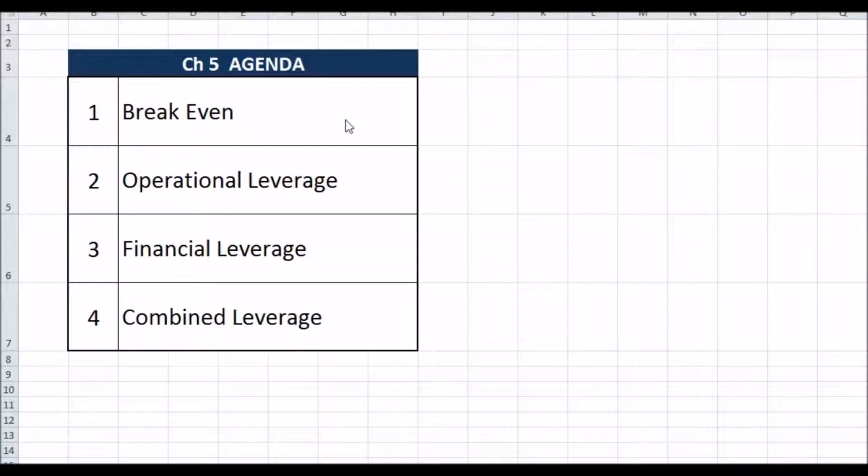When we look at operational leverage, we're talking about using fixed assets to increase our profits by having a machine that can generate product at a lower rate. Operational leverage occurs when we have fixed assets being used in the production of our products. Financial leverage occurs when we use bank loans, and we combine the two of these together to come up with combined leverage. So that's really the topics of this week.